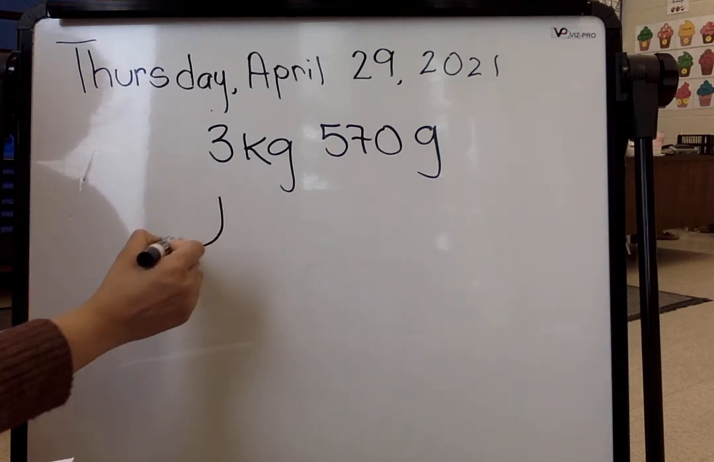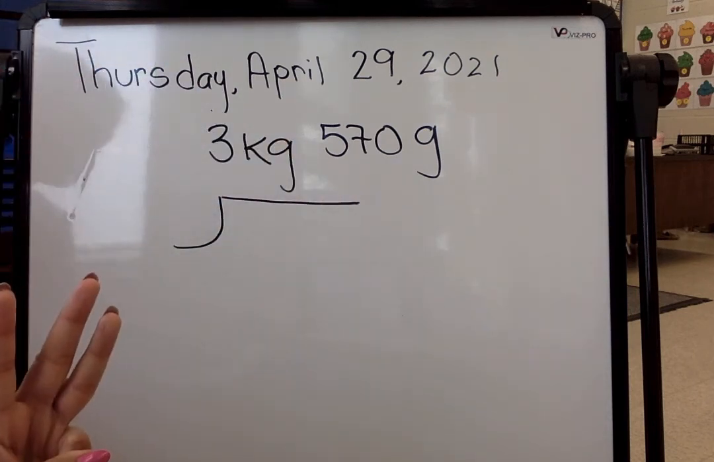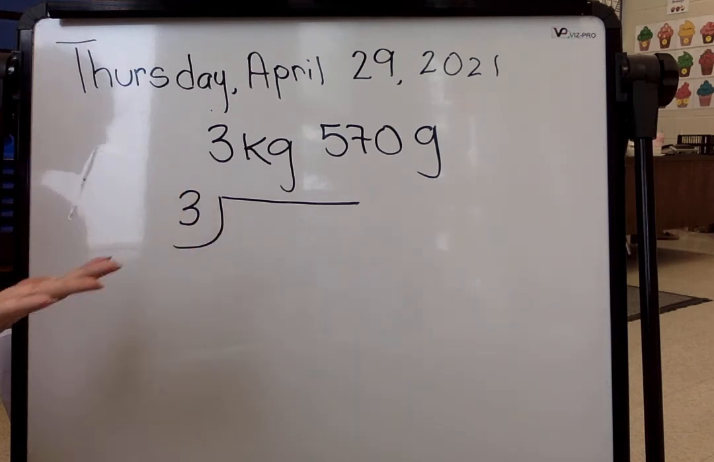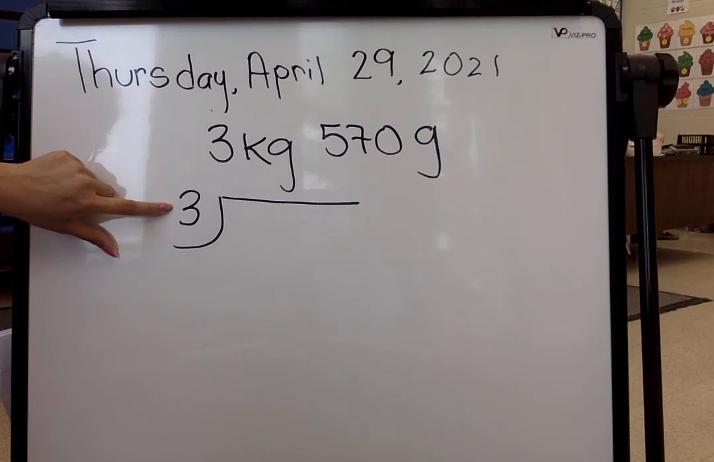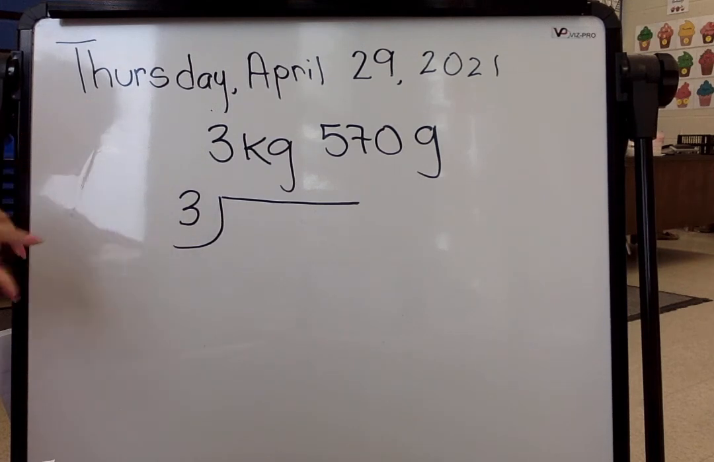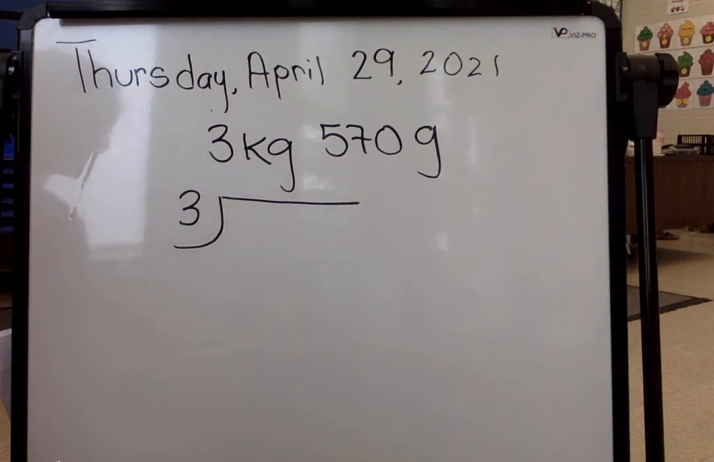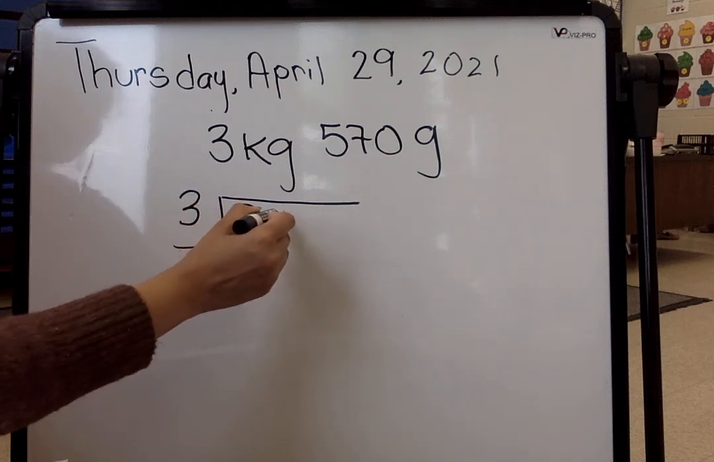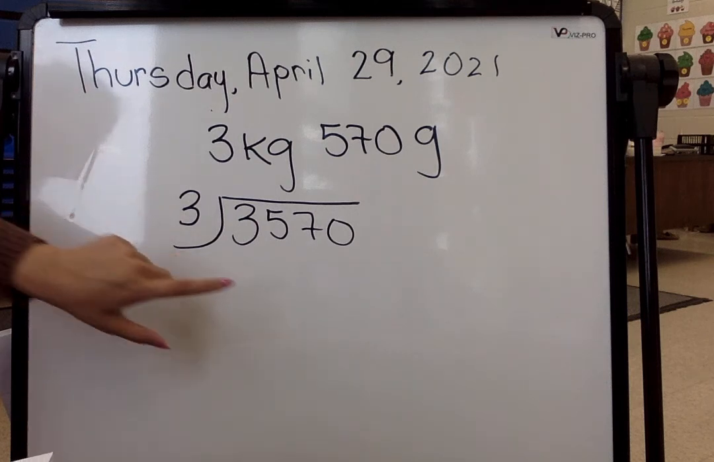What are we going to do? There are 3 bags, so we are trying to find out how much each bag weighs. So we are going to divide our weight by the number of bags. What does 3 kg mean? It means 3,000, so 3,570. That is what you need to divide.